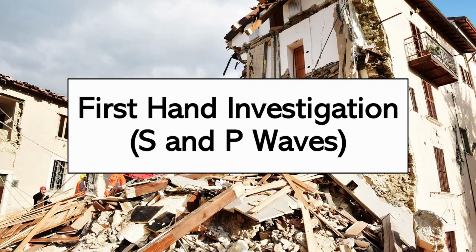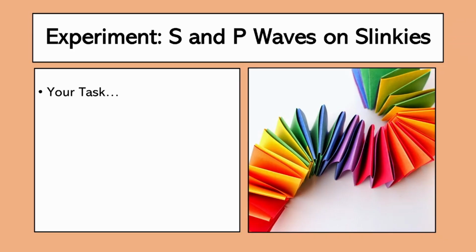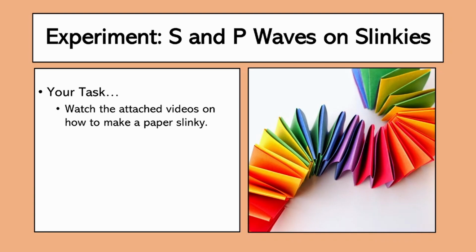So what you guys are going to do now is a bit of a first-hand investigation to look at S and P waves. So what you guys will need to do is, to start off with, watch the video on how to make a paper slinky. Now, I've uploaded 2 videos into the Google Classroom, so you can either make a keychain paper slinky or you can just make a regular paper slinky. The regular ones are going to be quicker to make, but if you guys had a crack at the keychain slinky the other day, then you can definitely use that as well.